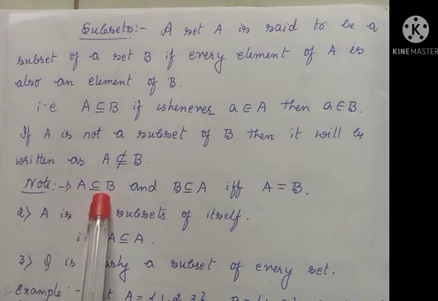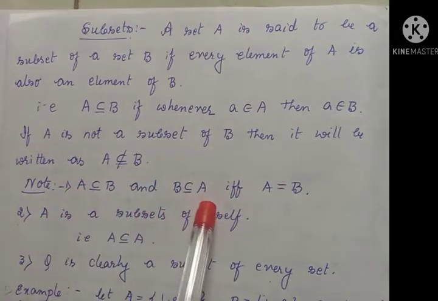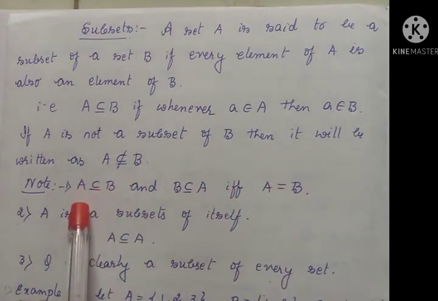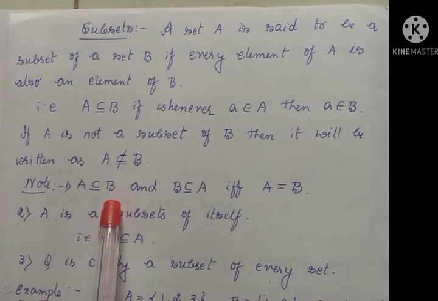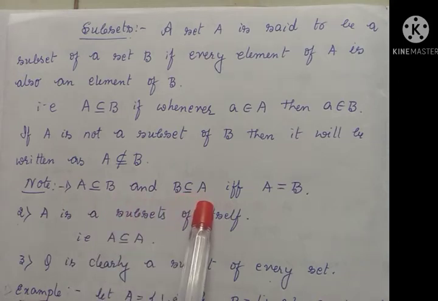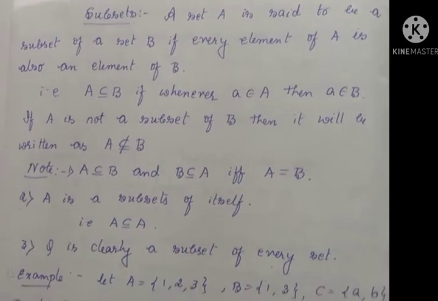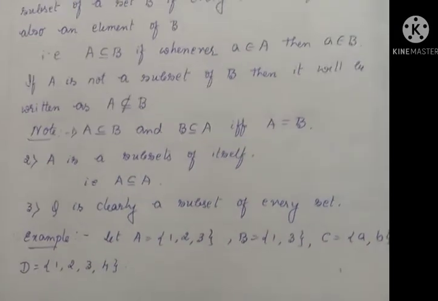So if A is a subset of B and B is a subset of A, clearly we can say that A is equal to B. That means if every element of A is an element of B and every element of B is an element of A, that means both the sets are equal. So we can also define the equality of two sets by using the concept of subset. Before defining this, I'll take some examples of a subset. After that, I'll move on.